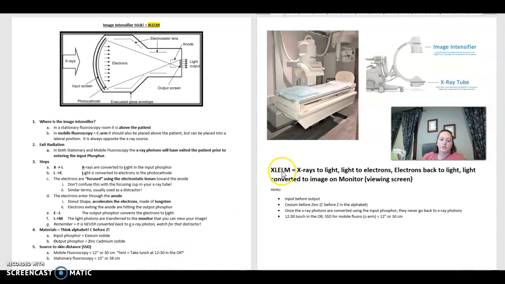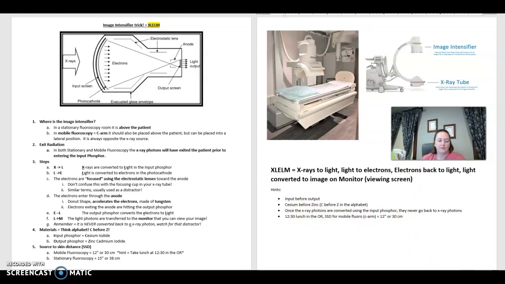Okay, so just to circle back here, XLELM: X-rays to light, light to electrons, electrons go back to light, then the light is converted to an image that you see on the monitor or your viewing screen. Again, my hints: the input is always before the output. Cesium comes before zinc because C before Z. And once the X-ray photons are converted to light, they don't go back to X-ray photons. And 12:30 lunch in the OR.